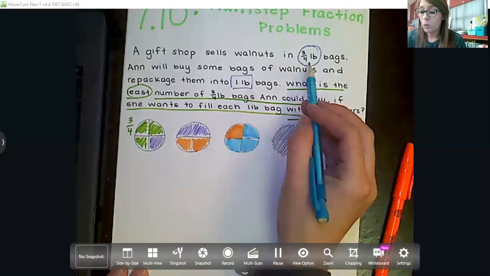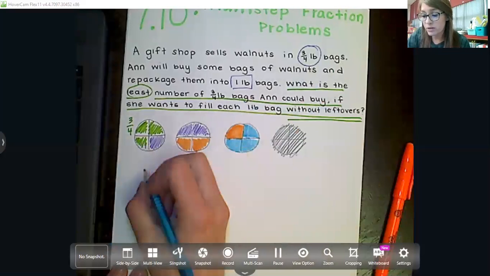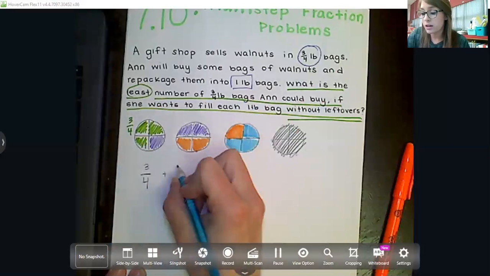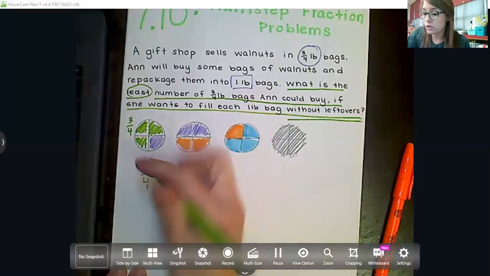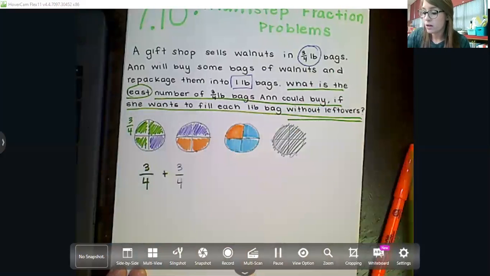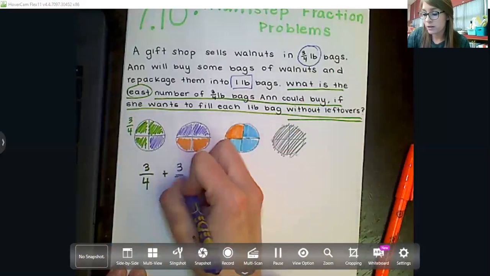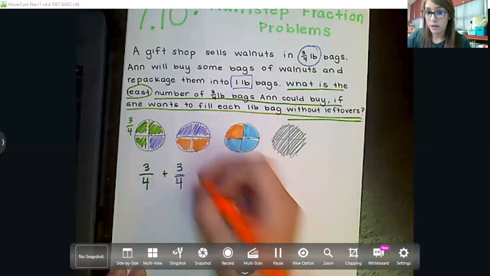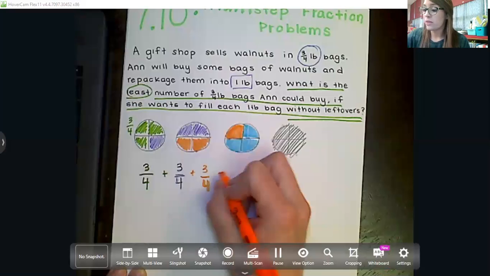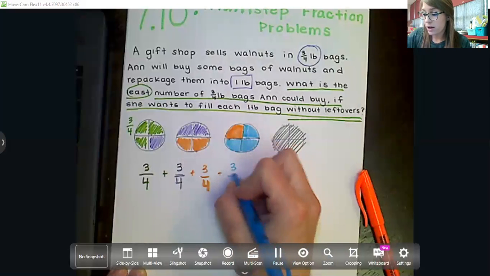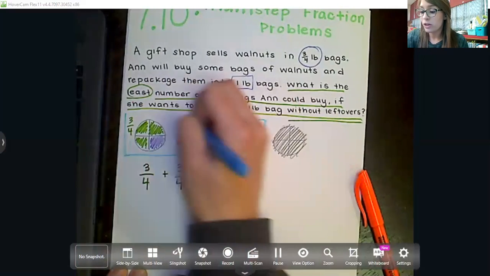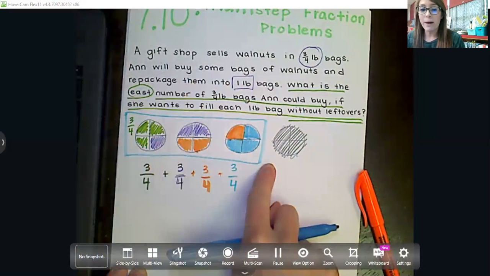She had to buy 1, so that represents 3/4. Purple represents our second color, so then there's 3/4. Now let me go ahead and do this in the colors. We've got 3/4 plus our second bag, plus then we've got the orange, the third bag, plus the fourth bag. All righty, and as you can see, that gave us the 3 full 1-pound bags.